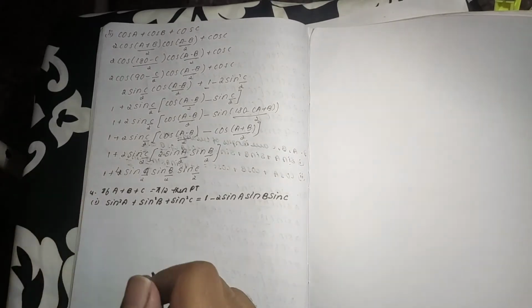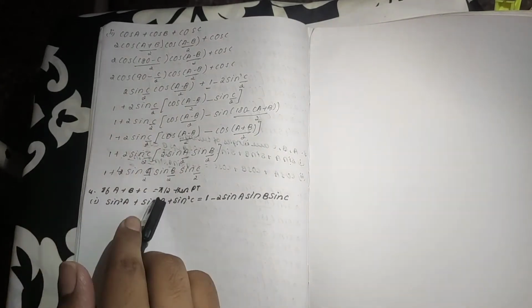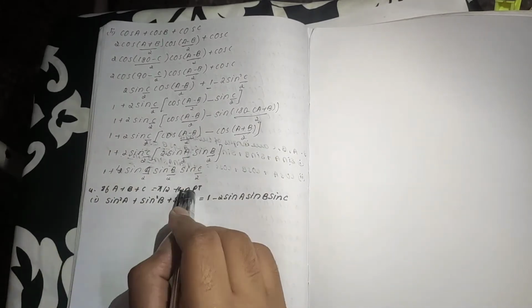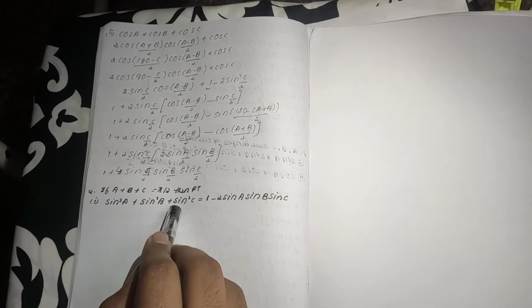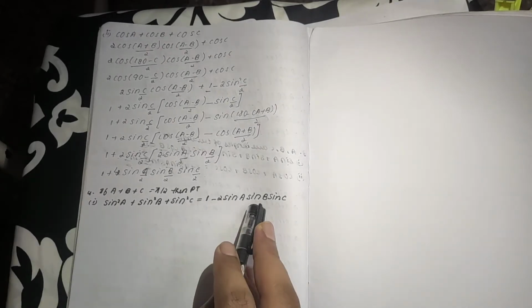So let's go to the next sum, which is given that if A plus B plus C is pi by 2. In the previous solved sums, it was given that A plus B plus C is equal to pi, and here it is given as pi by 2. Then prove that sin square A plus sin square B plus sin square C is equal to 1 minus 2 sin A sin B sin C.